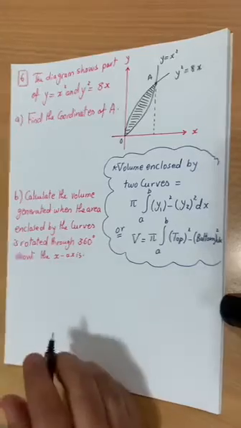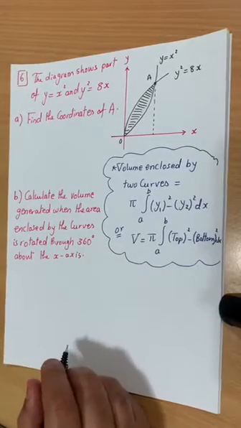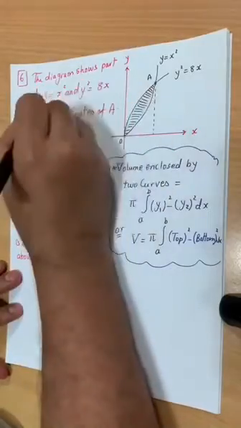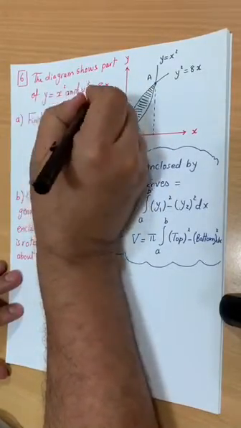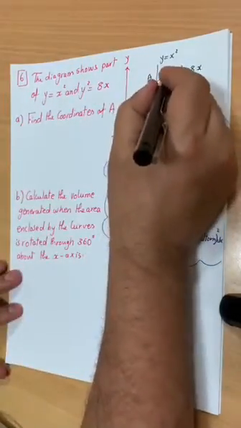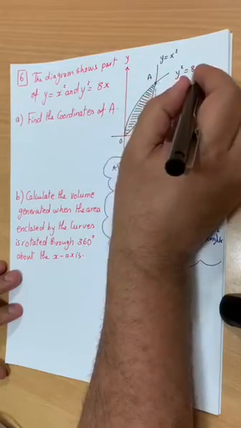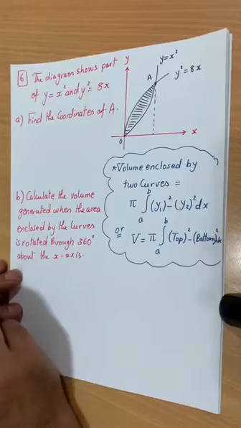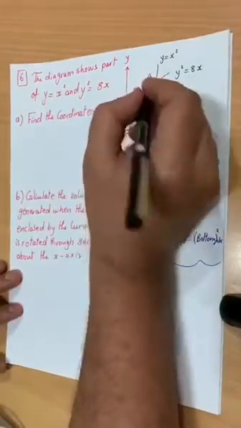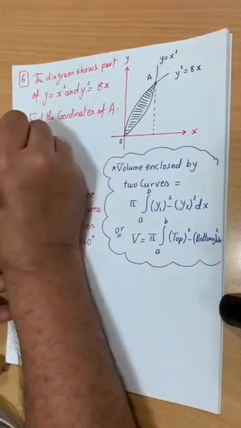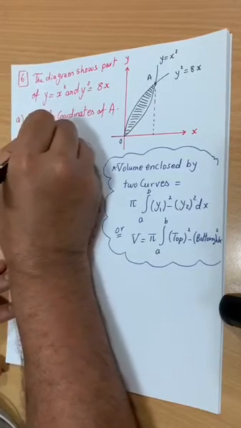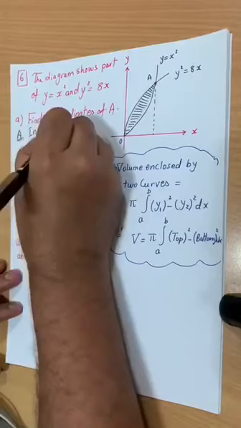Here we go again, last question. Question number 6. The diagram shows part of the curve y equals x squared and y squared is equal to 8x. So this curve is y squared equals 8x, and this curve is a part of y equals x squared, the parabola. Find the coordinates of the point A. A is the intersection point.